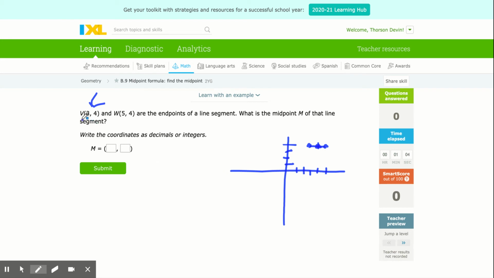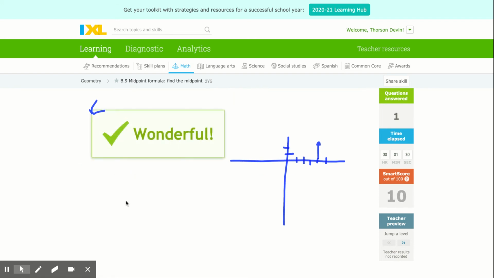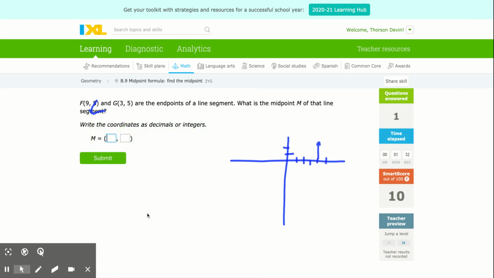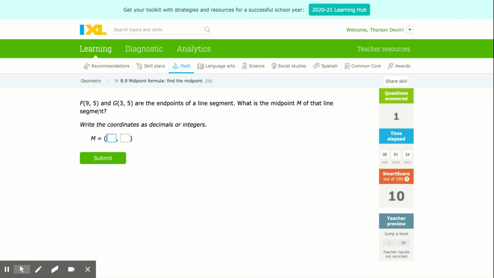It's finding the average of the x's, just like we did in the first one. So in other words, I look at just the 3 and the 5 and say, what's 3 plus 5? 8. What's 8 divided by 2? 4. So the x value of that point is 4. And the y value is 4 plus 4 is 8, 8 divided by 2 is 4. The y value doesn't change. So in other words, what I'm really doing is just taking the average of both the x's and the y's.